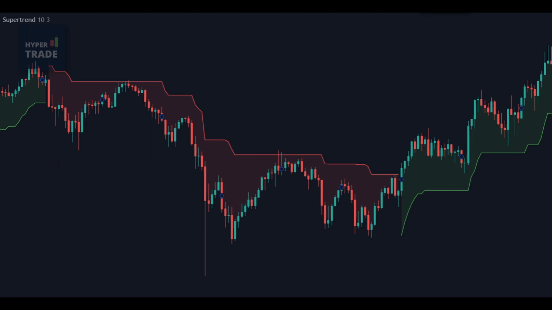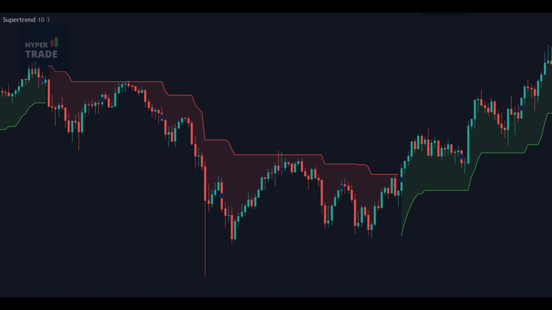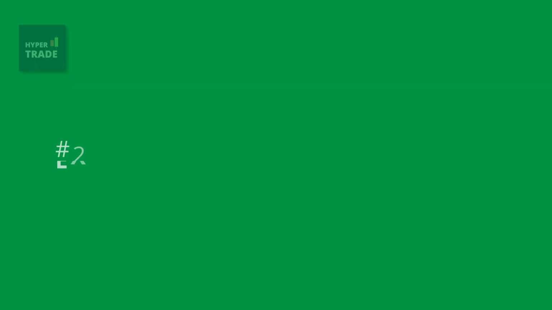When price is above the Supertrend line, it means the market is in an uptrend. That means when the market is in an uptrend, we should only open a buy or long trade. But when the price is below the Supertrend line, that means the market is in a downtrend, so we should only open a sell or short trade. Supertrend is not only useful for detecting trends, but you can also use the Supertrend indicator to set your stop losses and calculate your take profit targets.